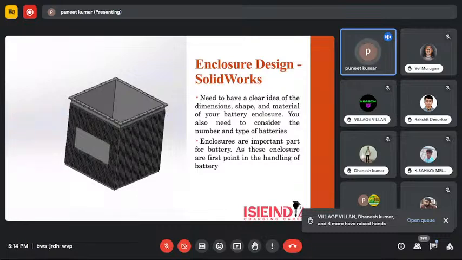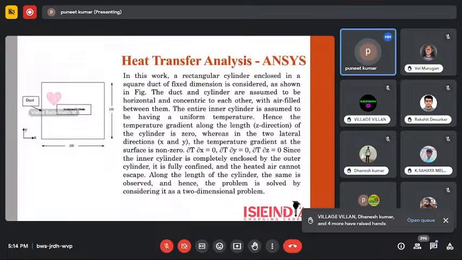What you see at the outer edge also acts as a fin. So if your enclosure is heated a lot, these cool it down due to the heat dispersion, right? And then after the designing, there comes the analysis part. For the analysis, heat transfer is the most important part, because once your cell is in the discharge condition, it will heat up.